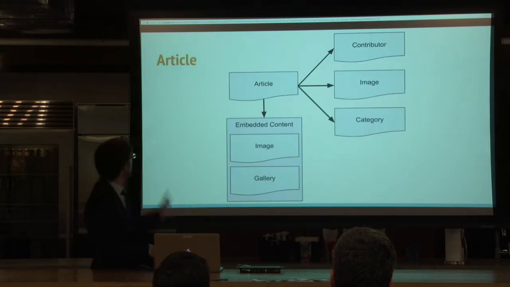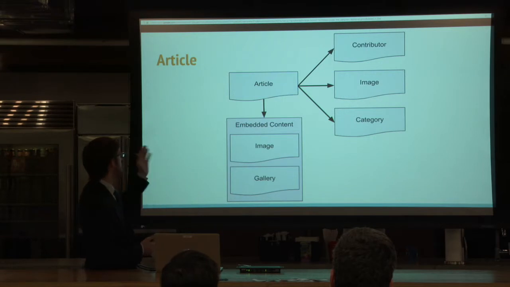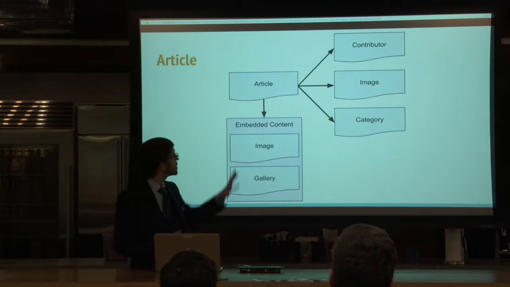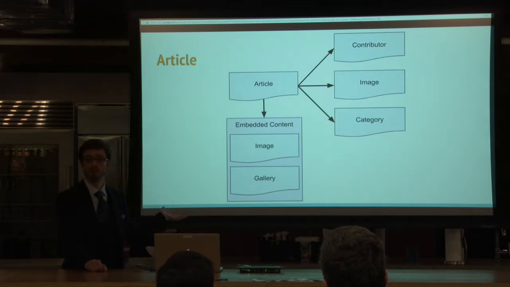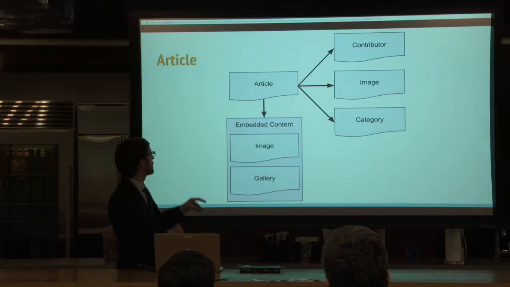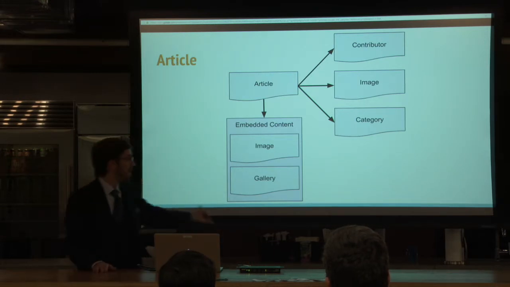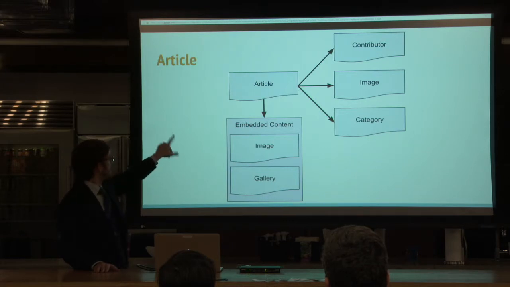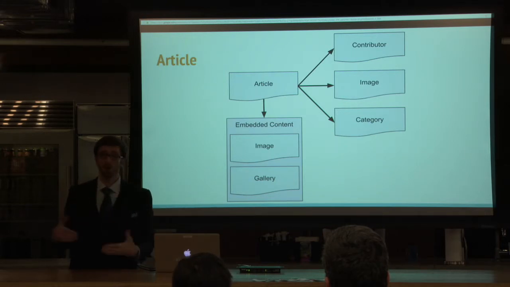Articles themselves, these are generally their dependencies. There's generally a one-way-ish relationship out to contributors, images, and categories. There's then the embedded content that I addressed earlier. So if you think about, again, minimum viable migration, how do we get this article to migrate from point A to point B? By the time that we export article A, we need all of its dependencies. We need its contributor, its image, and its category to already exist.